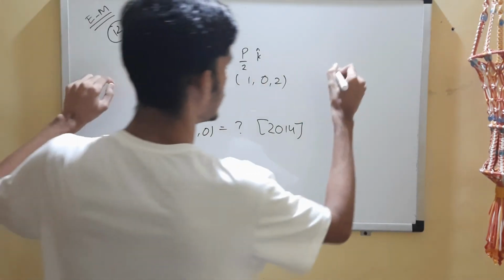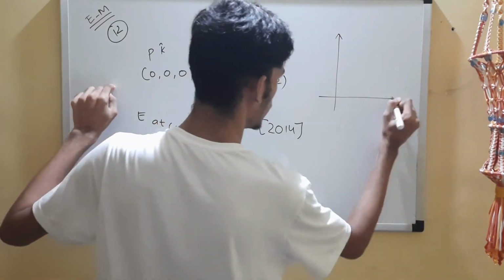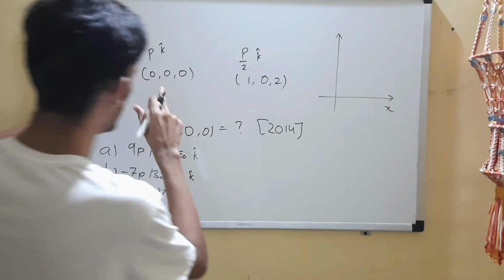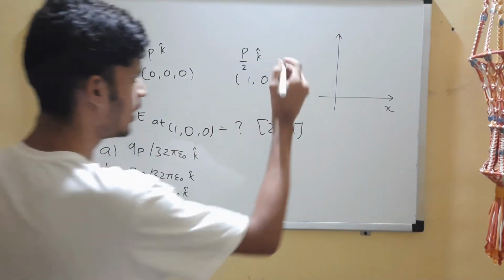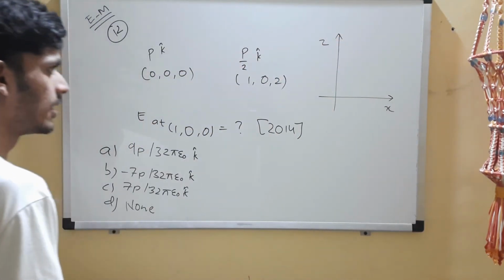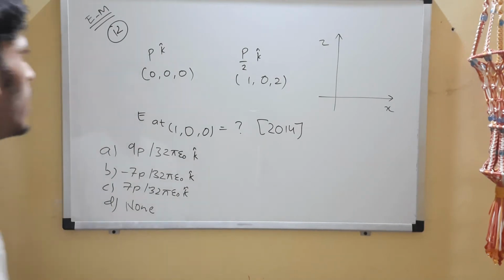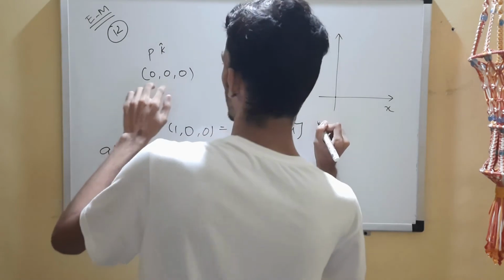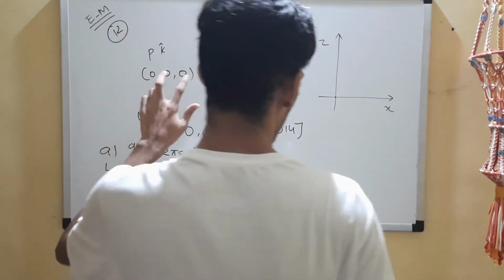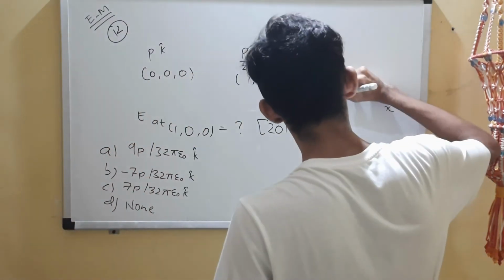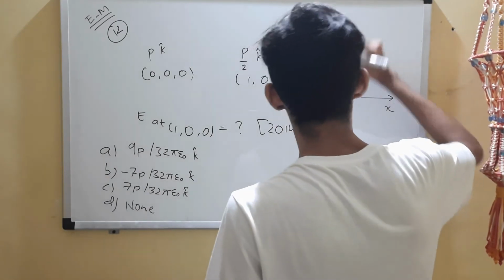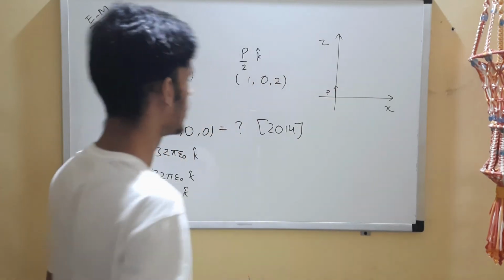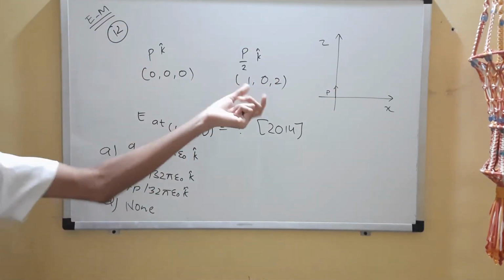Let's just analyze the scenario over here. We'll draw the XZ plane. y is 0 in all the 3 cases, so let's just consider the XZ plane over here. You can see that the first dipole is at the origin, right? The center of this dipole is at the origin, and the direction of this dipole is along the z-axis, along k cap. So this is our first dipole. The magnitude of the dipole is p.